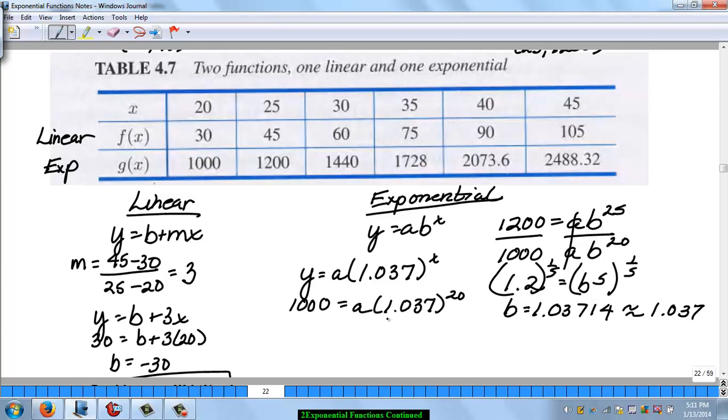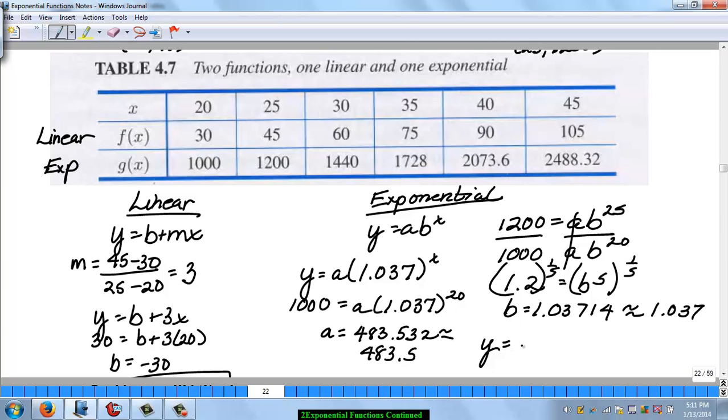So I'm going to take the 1,000 divided by 1.037 raised to the 20th. And when I do, I get a comes out to be 483.532. So we're just going to do 483.5. If you were doing this for a test or a quiz, I wouldn't mark it wrong if you put it all there, but I'm going to round this roughly to 483.5.